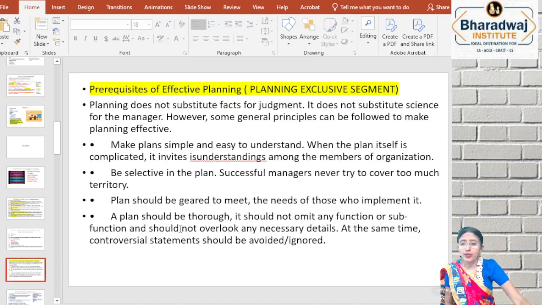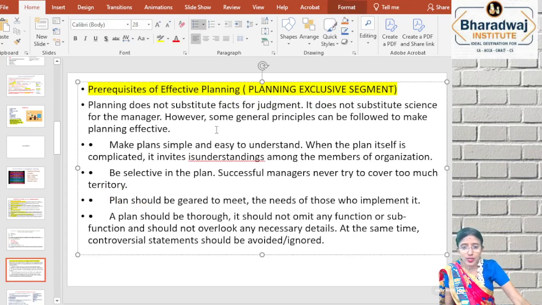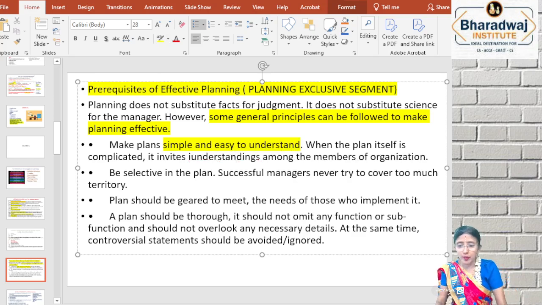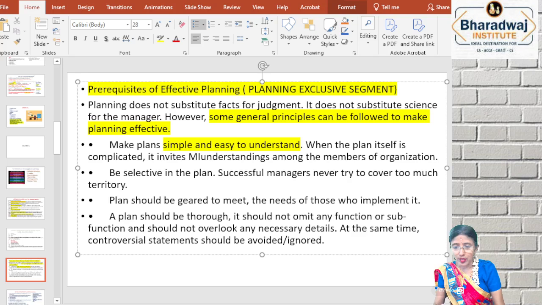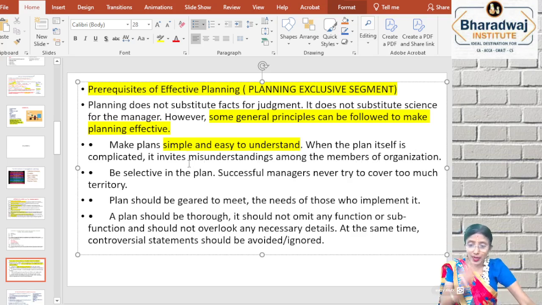Now go to this one. My dear students, please remember some general principles for effective planning. Make plans simple and easy to understand. When the plan itself is complicated, it invites a lot of difficulties. It invites misunderstandings. So planning must be simple and easy because otherwise it invites misunderstanding.